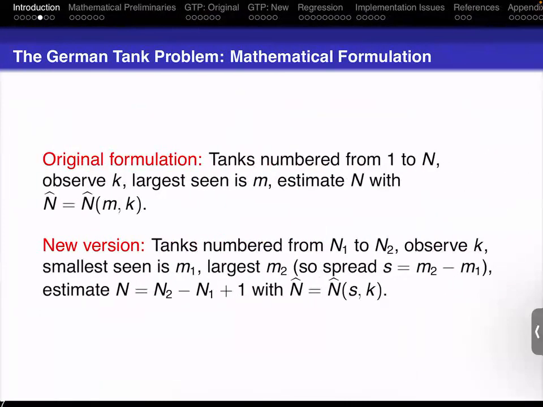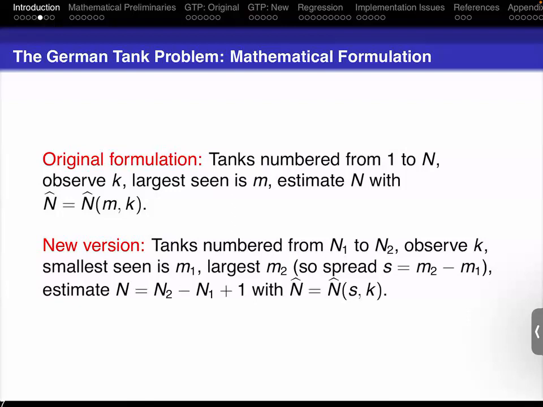So the original formulation is we have numbers 1 through n. We observe k tanks. The largest serial number is m, and we want to try to estimate how many tanks there were as a function of m and k. So we'll call that n hat. Can anybody give me any functional forms of how n hat should depend on m and k?